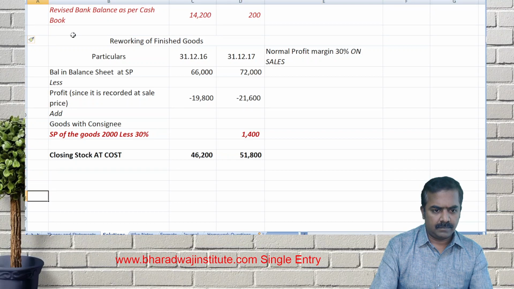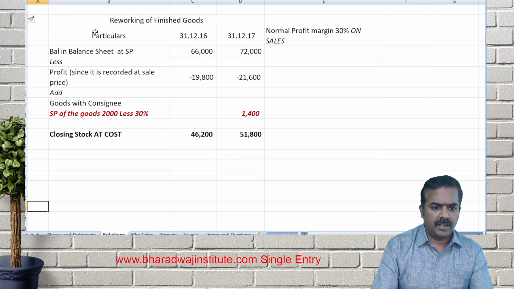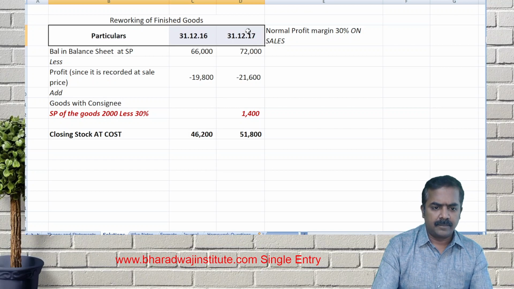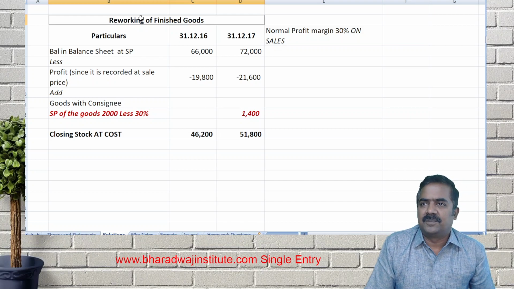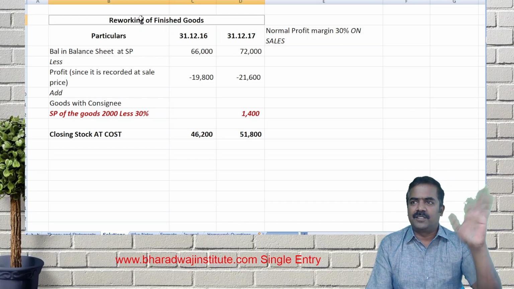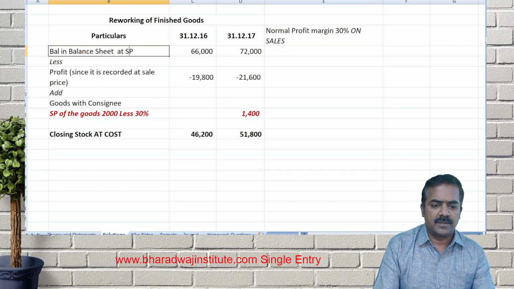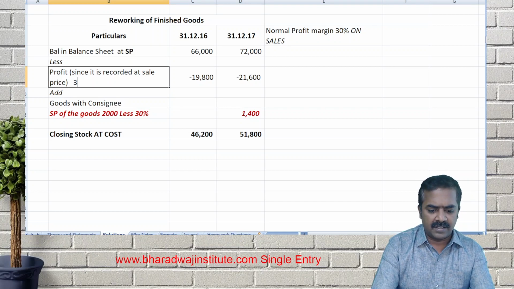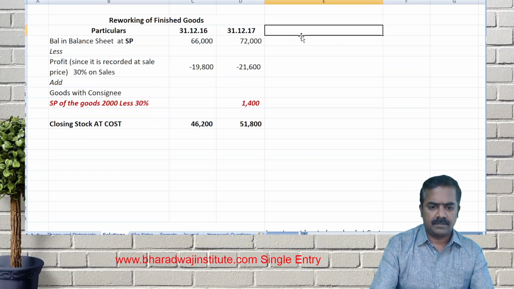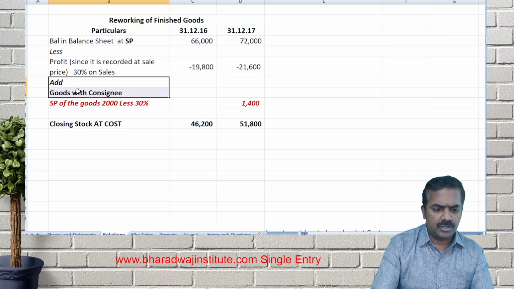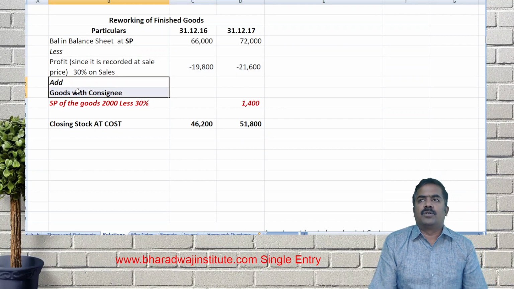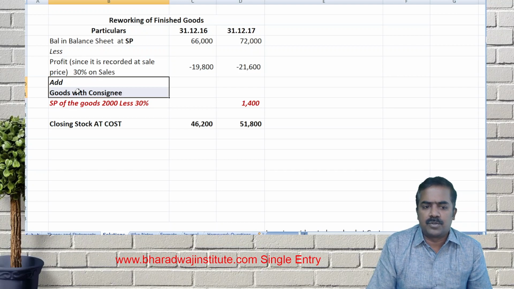Sir, in case of loss, the stock will be valued at cost or market price, whichever is less. Since it is given at selling price, we eliminate the profit margin. How much profit margin? 30% on sales. So when we eliminate it, we get the cost. Add goods with the consignee, because for those goods we are the owners.